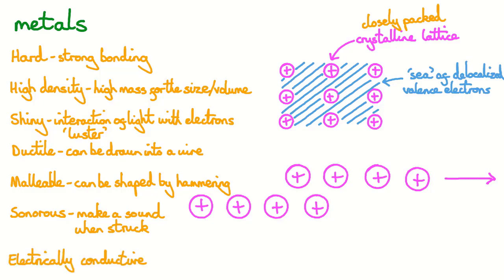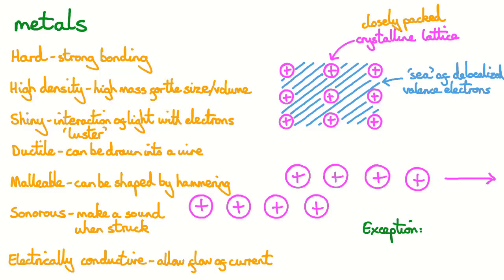And perhaps one of the most important properties of metals is that they are electrically conductive. This means that they allow the flow of an electrical current through them. This is made possible by the sea of delocalized electrons. When a voltage is applied to a metal, this sea of electrons can flow through the material, meaning that it can carry the current through a wire, for example.